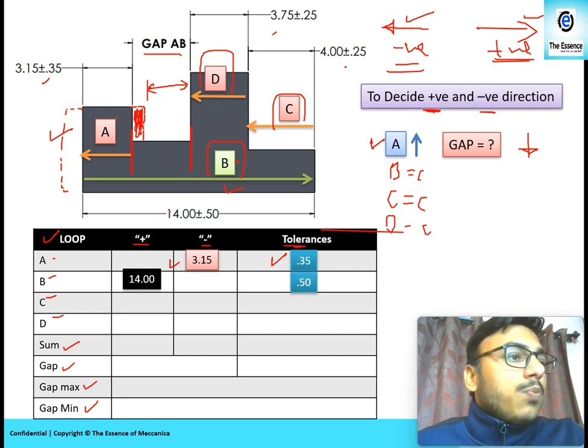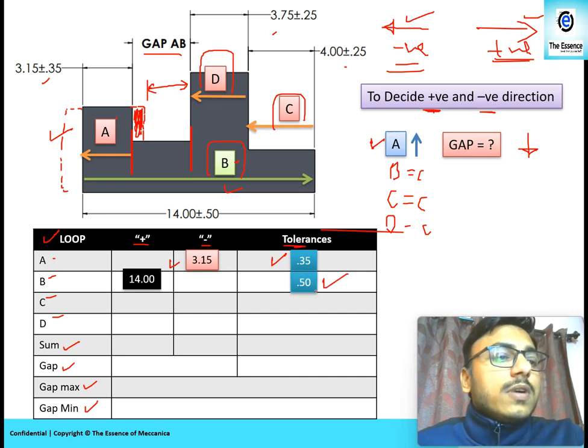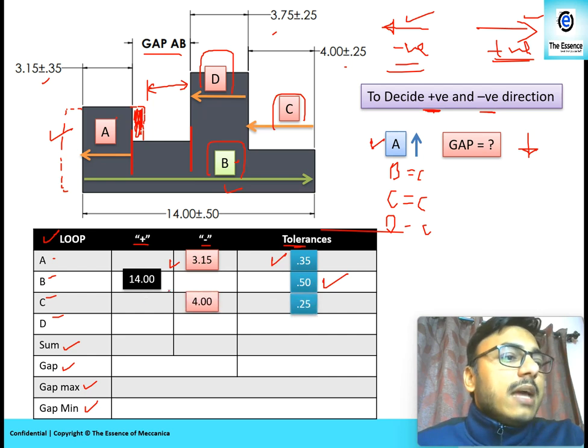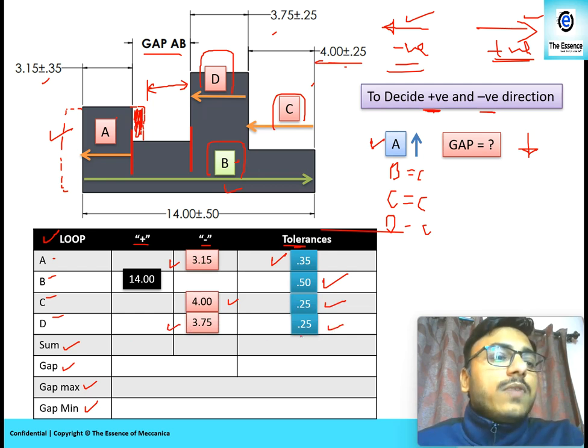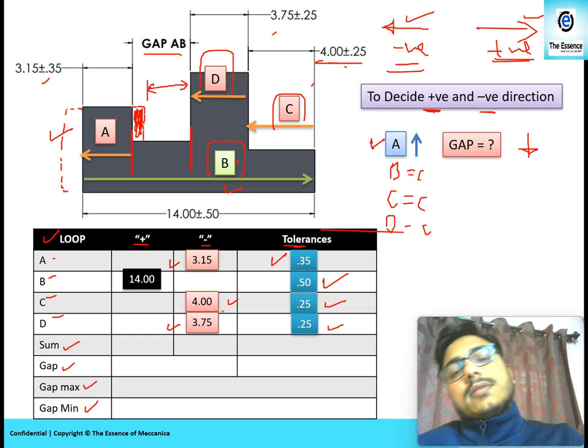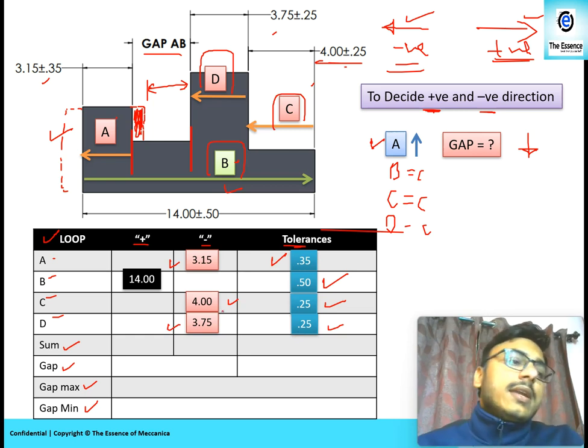Then B is positive for us, that is 14, and we also list the tolerance over there, that is 0.50. Then C dimension is negative for us, that is 4 and 0.25. This is C, 4 and 0.25, and then D is 3.75 plus or minus 0.25. So we listed all the dimensions and have placed them on the positive and negative sides. Now we will sum them up.